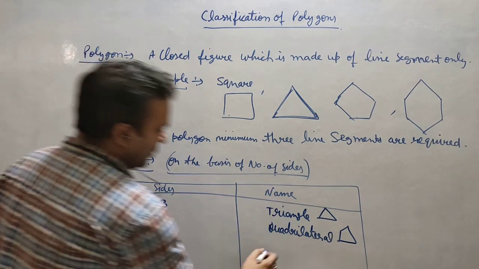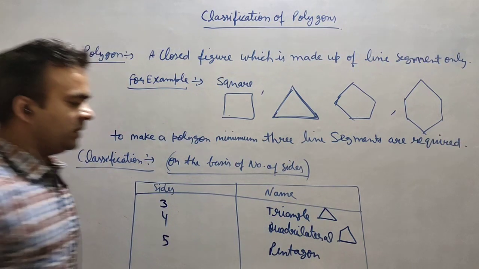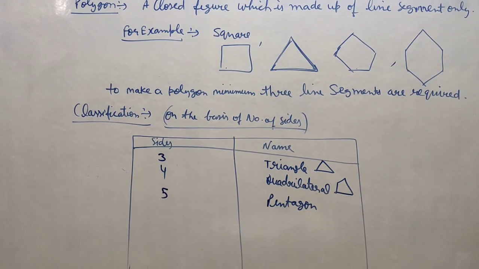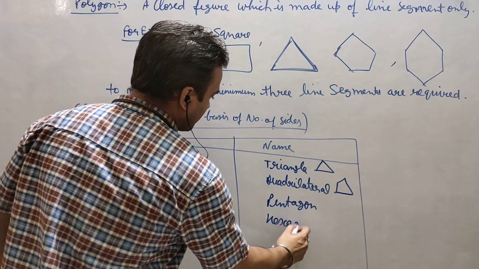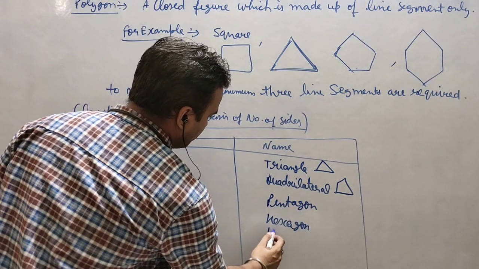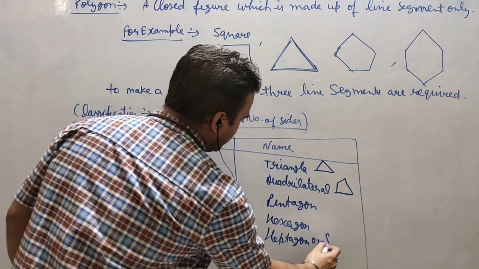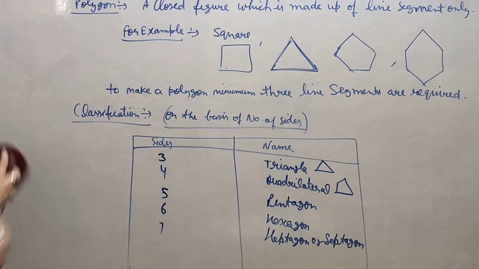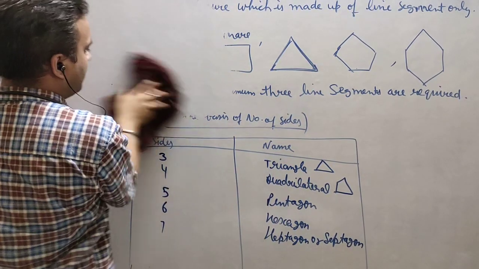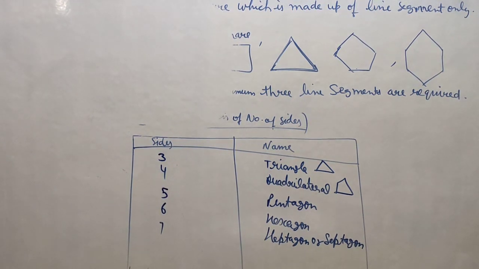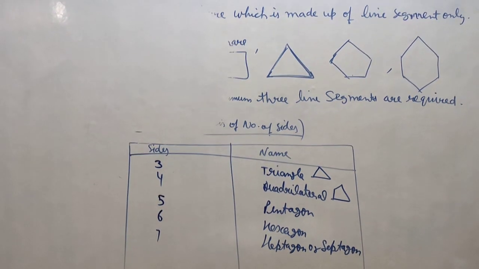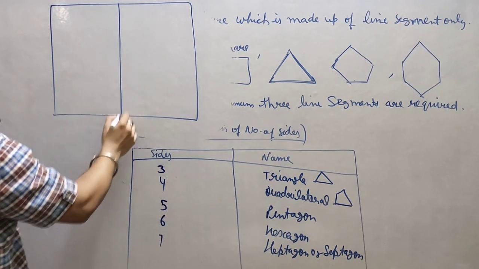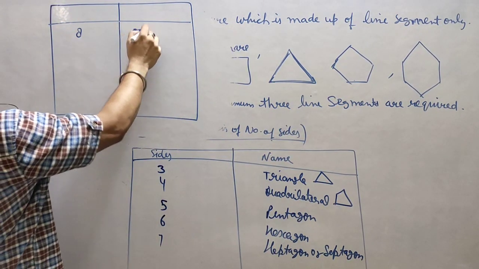Right? Now if there are 5, then we call it pentagon. If there are 6, what is the name? If there are 6, then we call it hexagon. If there are 7, we call it heptagon, or sometimes we call it septagon. Septagon. Right? If there are 8, okay, I am making a list here so that you can see it clearly. If there are 8, we call it octagon.